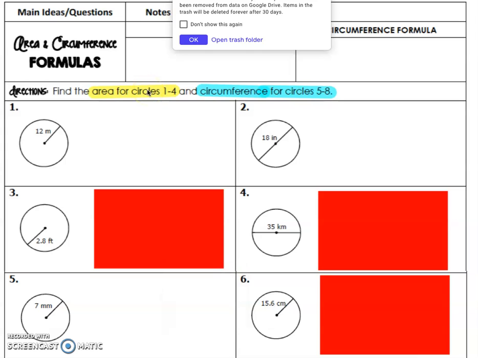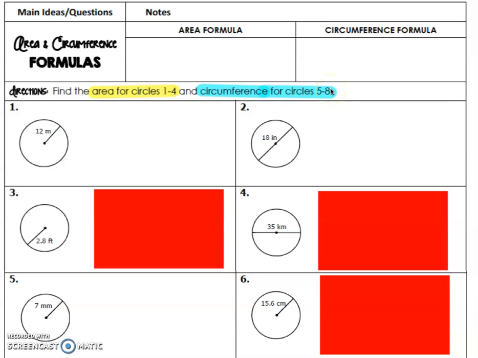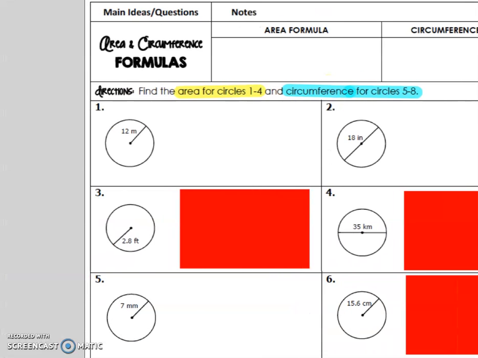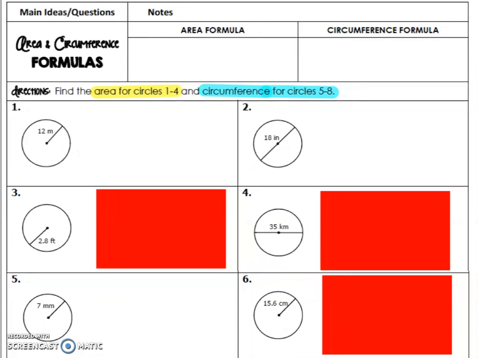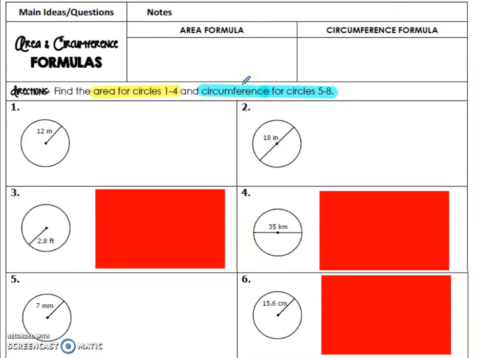All right, welcome to the video on area and circumference of circles. So first, we need some equations. The formula for the area of a circle: the area is going to equal pi times your radius squared. So r is going to stand for radius there.